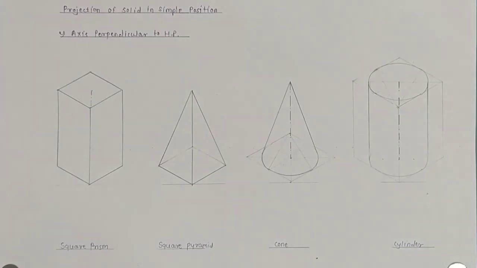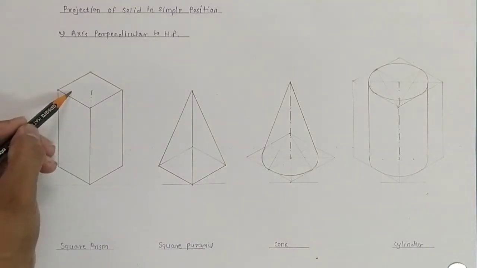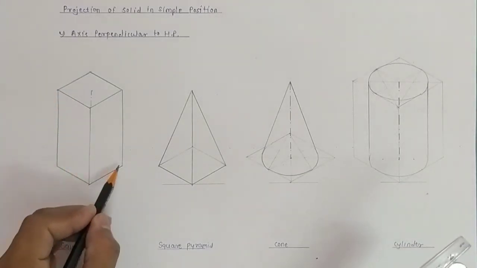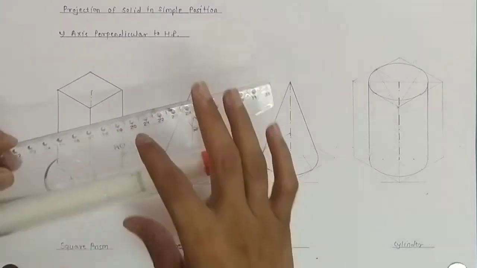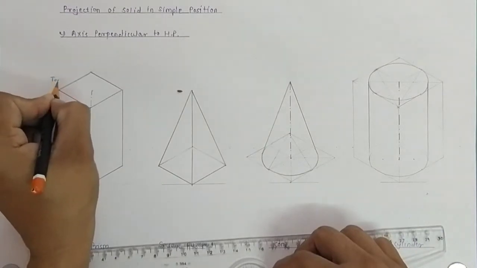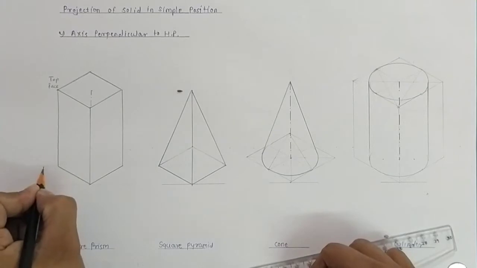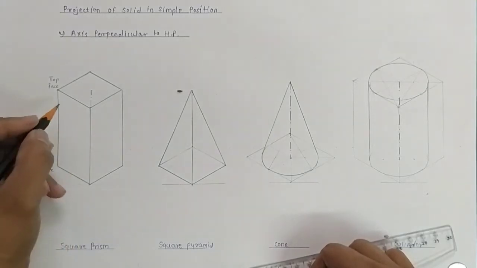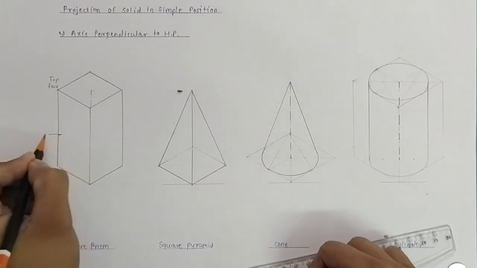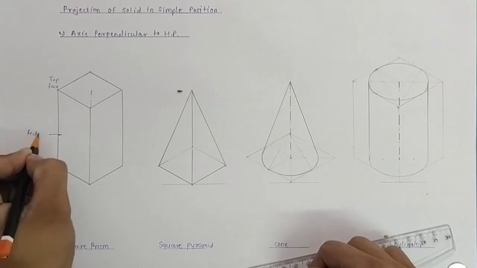For square prism, there are different parameters. First of all, this part is called the top face of an object, and this is called the base of the square prism. Now this portion represents the rectangular surface. This one is called a rectangular surface.